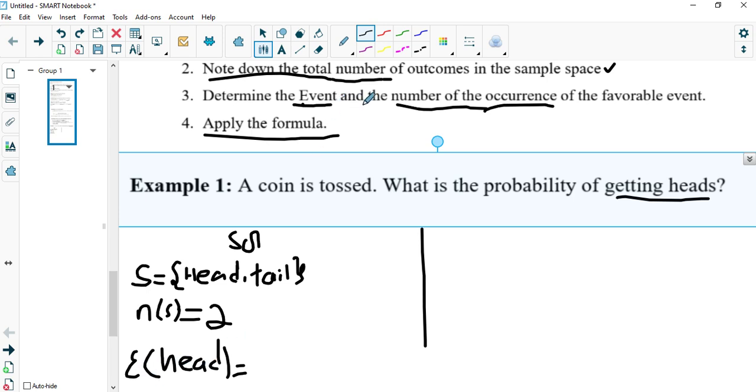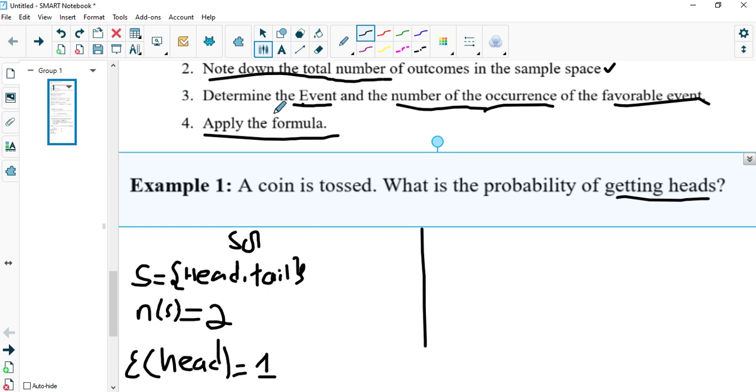Now from there, you need to find the number of occurrences of the favorable event. So if you note down your event, your event is head. Then note down how many times your event appears in the sample space. The number of occurrences of the favorable event. When you look in the sample space, how many times does the head appear? You will see that head appears once. So here you say event head equals 1. Step number 3 done.